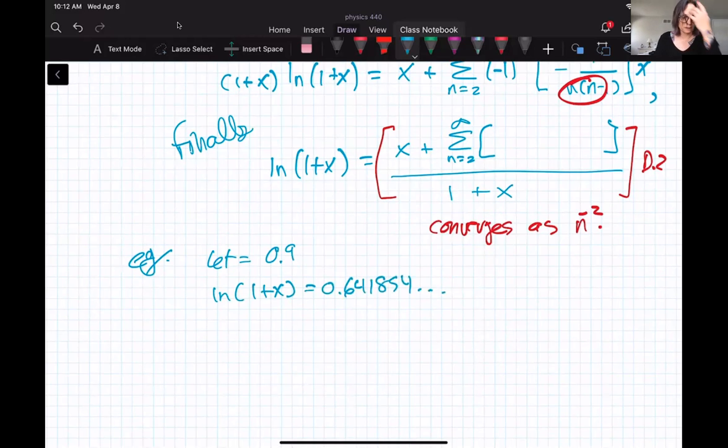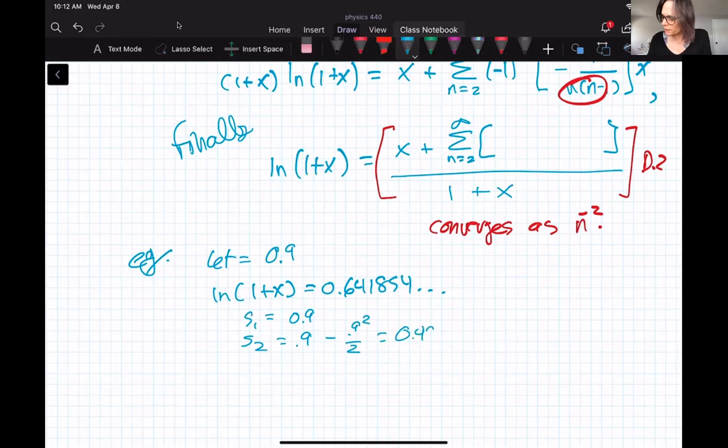0.641854, and so on. If we take a look at our infinite series and just look at the partial sums for the original series, we get S1 is equal to 0.9, obviously. S2 is equal to 0.9 minus 0.9 squared over 2, if you look at what the original setup was. And that's equal to 0.495. S3 is equal to 0.738. And basically, by the time you get to S10, you've got 0.625. This is with the original series.